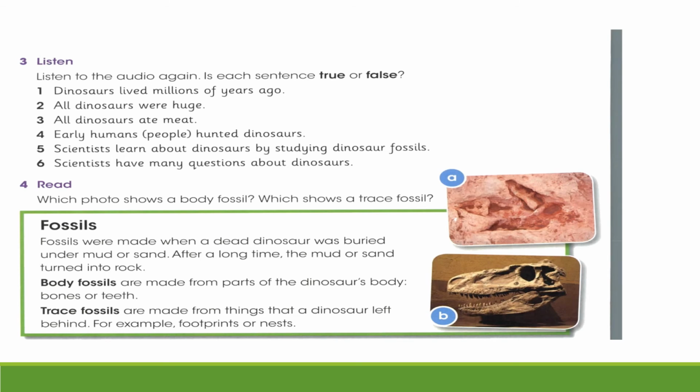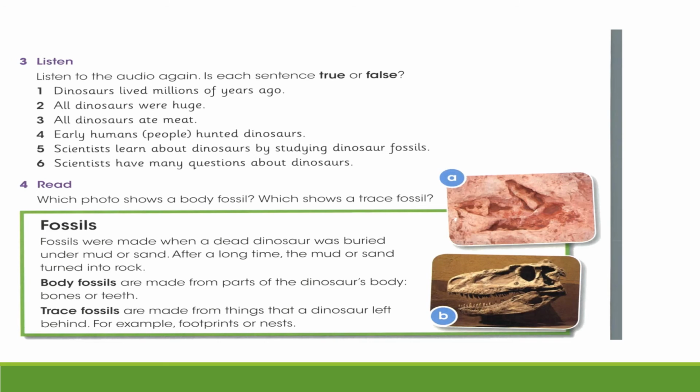But the trace fossils are like the footprints of the dinosaur, the eggs or maybe the nests of the dinosaur. Those are the trace fossils. But the body fossils are the ones that have to do with the body of the dinosaur. Maybe the bones, maybe the teeth, or the body of the dinosaur. Okay? All right. So look at the picture A and B. Which one is a trace fossil and which one is a body fossil? What are you expected to do?